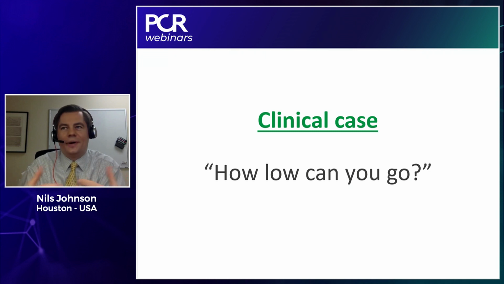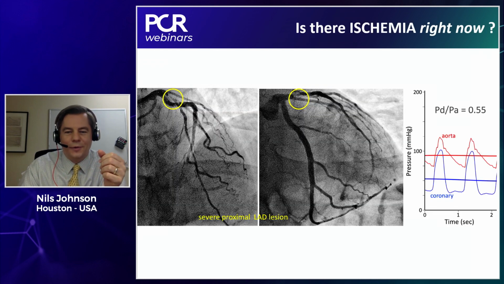And so I wanted to start by perhaps piggybacking on a word that Gabor used a lot, and that's ischemia. It's a word that we frequently use. I'm treating this vessel because it's ischemic. Does this patient have ischemia? And so I want to think through that notion in a few case examples. And I want to start off with this one called How Low Can You Go?